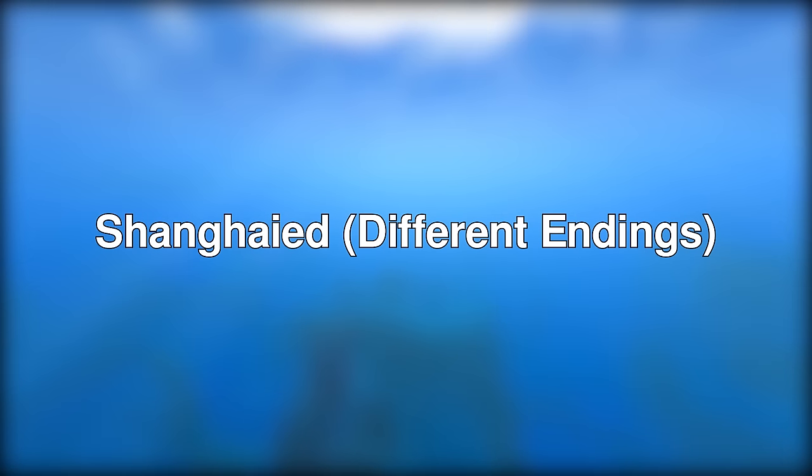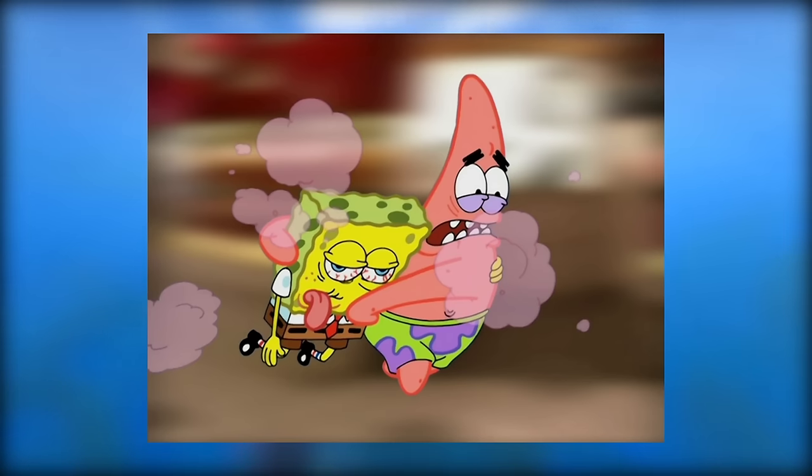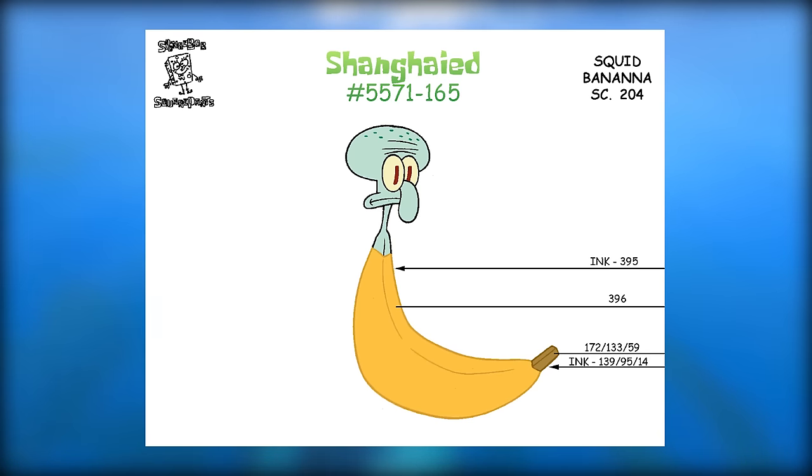Shanghai, different endings. When the season 2 special Shanghai first aired, its entire gimmick was users could call and vote to influence the ending of Who Gets a Wish. Each scene exists online, you can find them, but of course SpongeBob won with the majority of the votes.